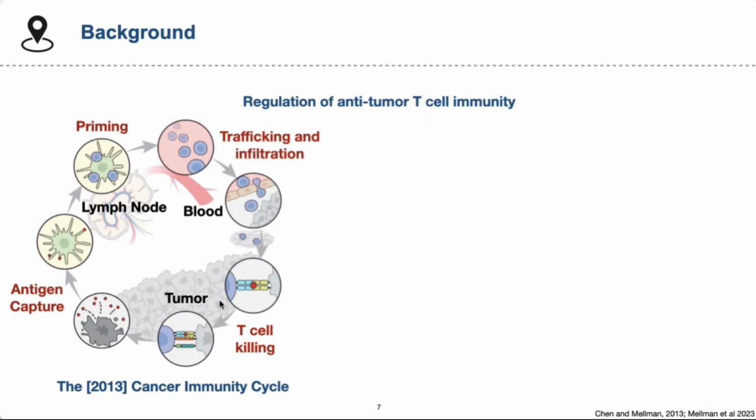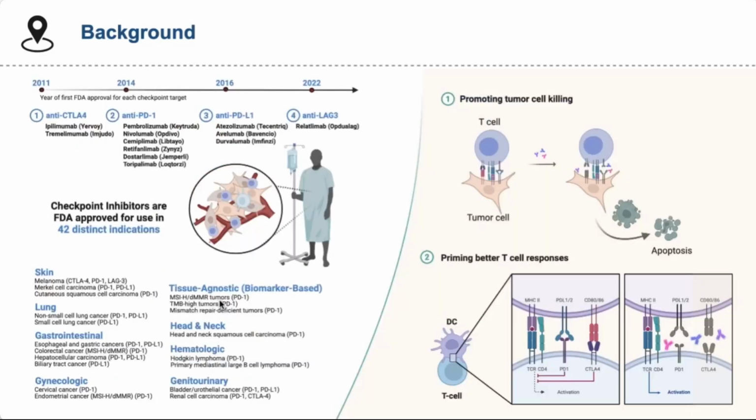My own background is mostly in thinking about checkpoint blockade therapies, inhibitors that target PD-1, PD-L1, or CTLA-4, or more recently anti-LAG-3. Originally, these therapies were thought to work primarily by blocking inhibitory signals expressed by tumor cells to allow T cells to kill them more effectively. But increasingly, we now understand that checkpoint inhibitors also act by enhancing T cell APC interactions at the level of T cell priming in the lymph node and possibly within the tumor microenvironment itself.